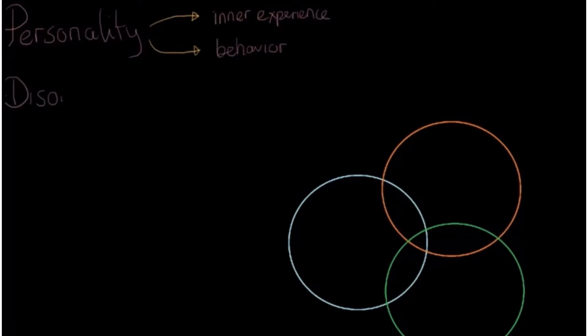So, what happens when we say somebody has a personality disorder? Well, what we're saying there is that there's a really marked deviation from how we expect them to behave, or how, let's say, they're experiencing the world. And that really leads to a great deal of distress and impairment in their function.